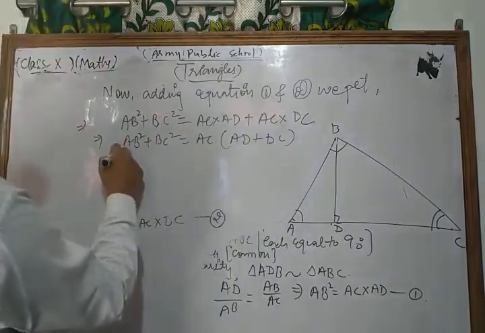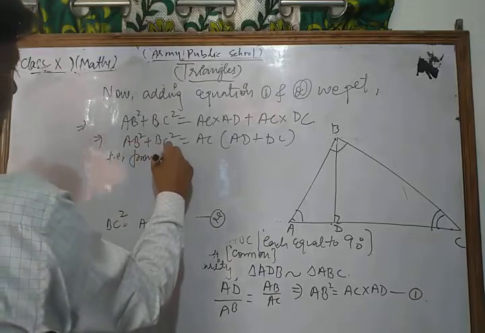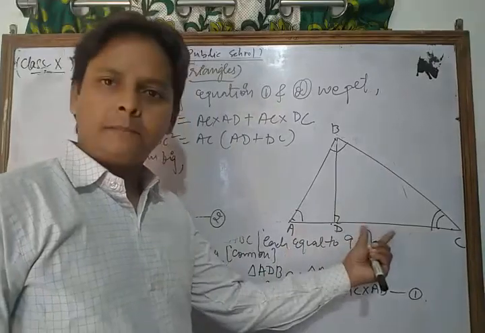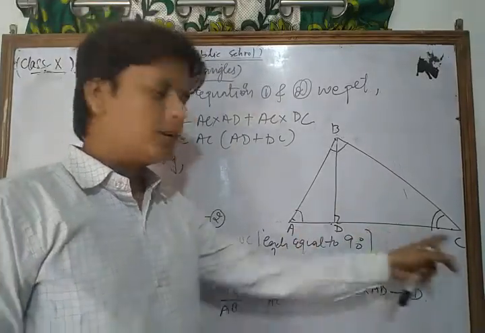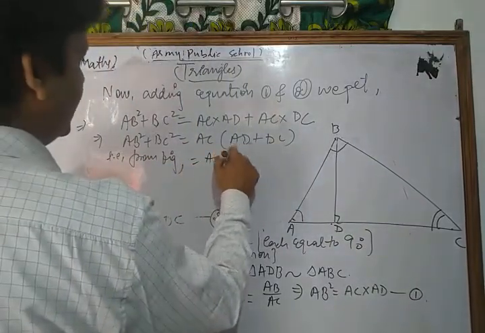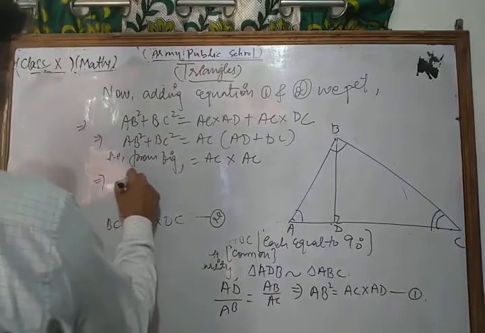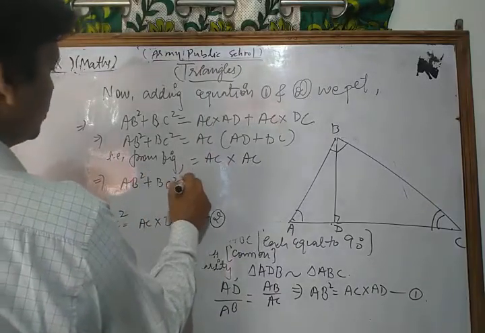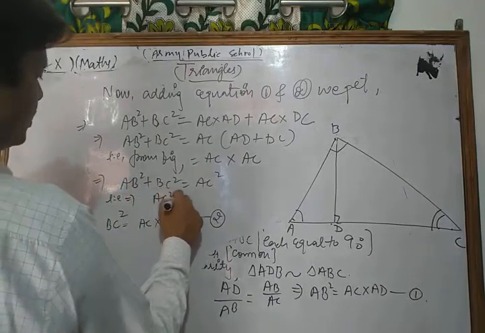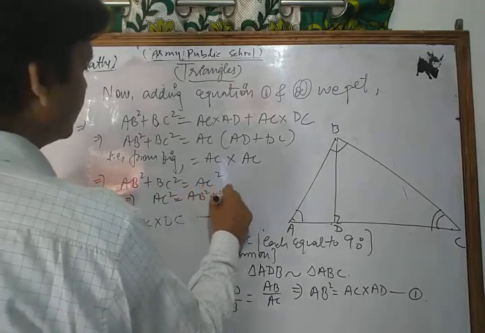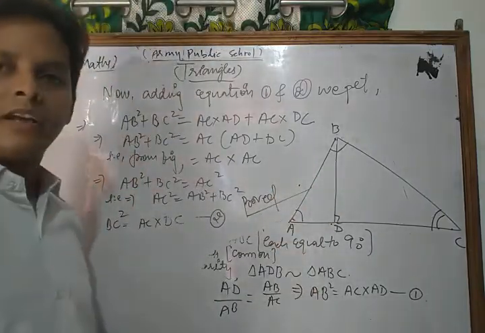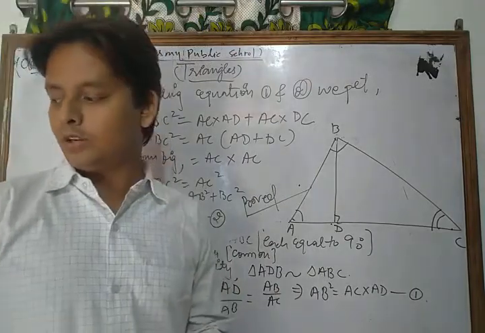That is from the figure. From the figure, AD plus DC is equal to AC. So here we put AC into AC, so we have AB square plus BC square is equal to AC square, or we also write AC square is equal to AB square plus BC square. Hence proved, Pythagoras theorem.